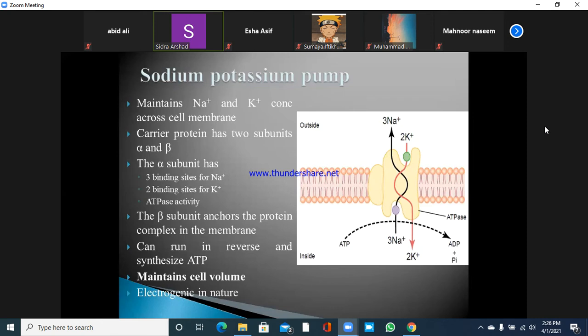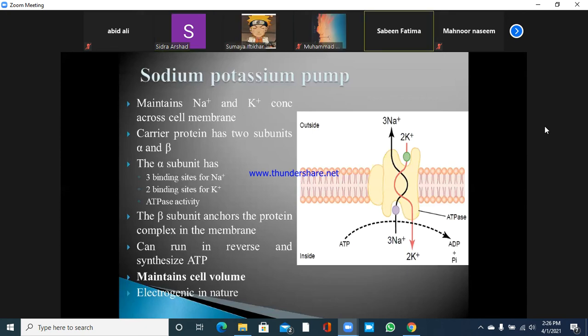Yes, PDS, I can repeat my question. Since the pump is transporting 3 positively charged sodium ions out of the cell and 2 positively charged potassium ions inside the cell, what is the net effect? Is the cell losing positive charges or is it gaining positive charges?